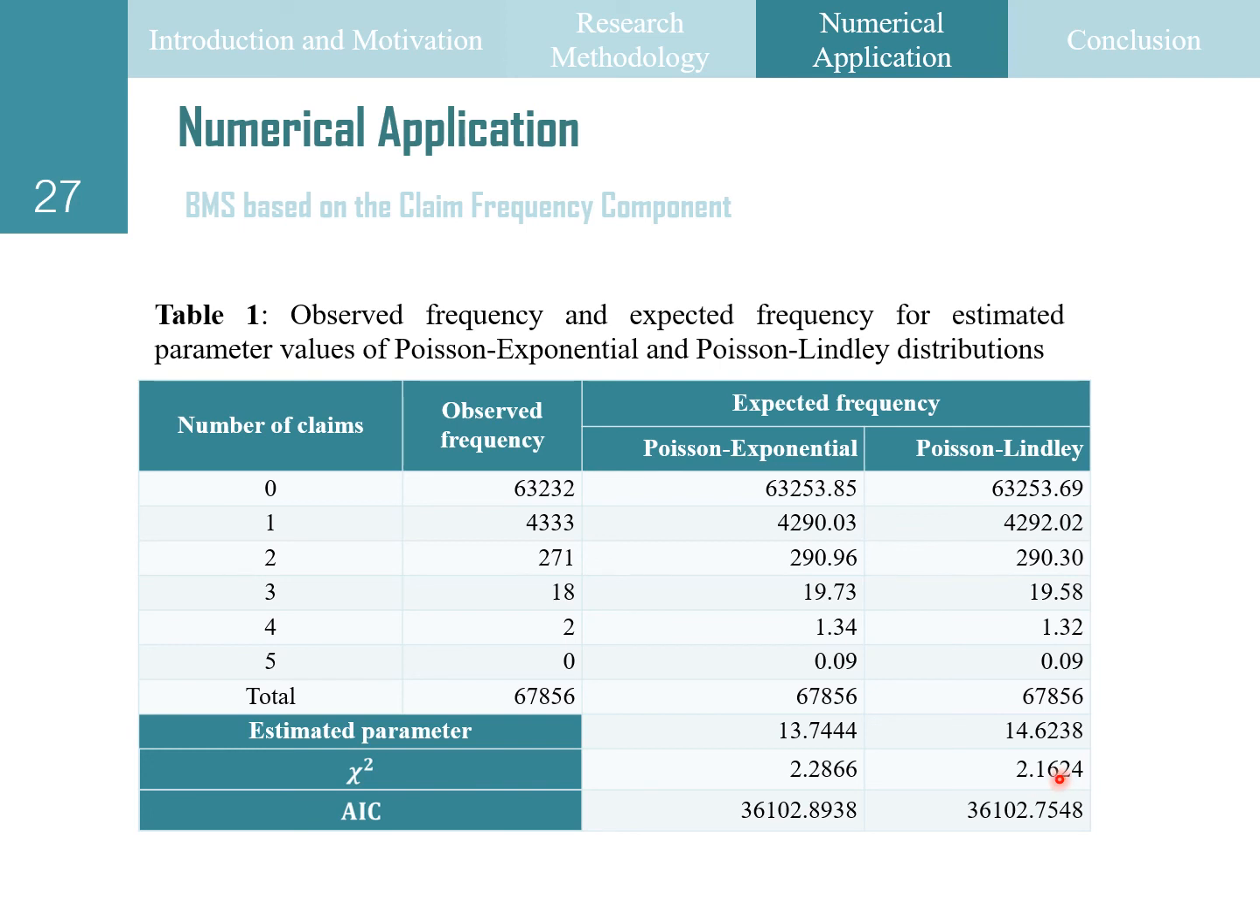I compare the value of observed claim frequency between the traditional Poisson exponential distribution and the Poisson-Lindley distribution. Results show that the Poisson-Lindley distribution gives a better fit to the data than the Poisson exponential distribution.